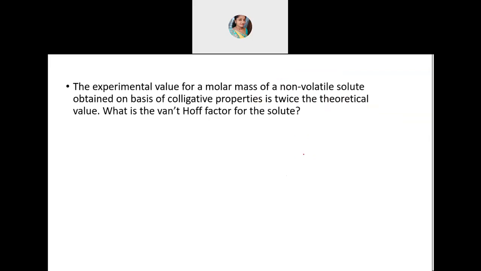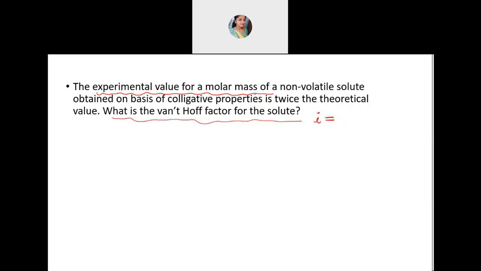Okay, next one. The experimental value for molar mass of a non-volatile solute obtained on the basis of colligative properties is twice the theoretical value. So they are asking what is the Van 't Hoff factor for the solute. This is based on molar mass. Based on molar mass, what is the i formula? i is equal to... I'll write it here. You tell me what is the answer. Anyone who can tell me what will be the answer?